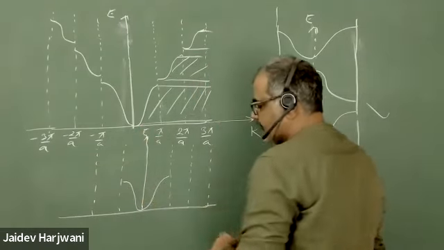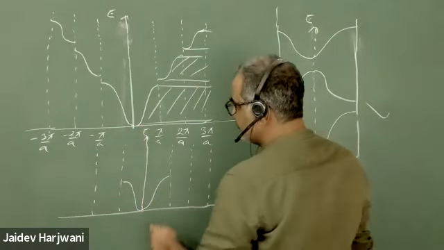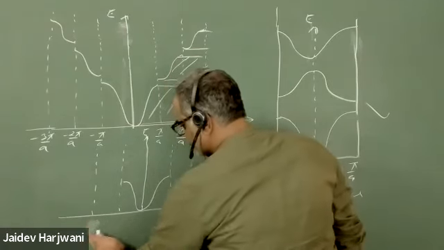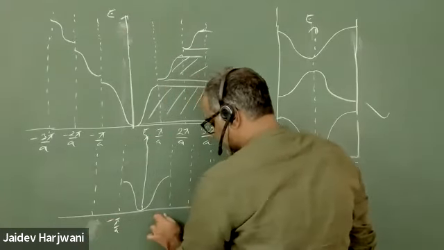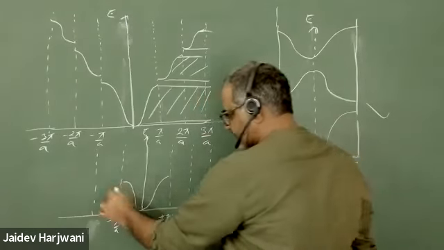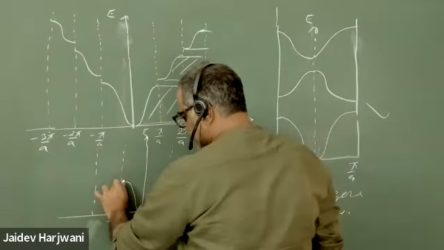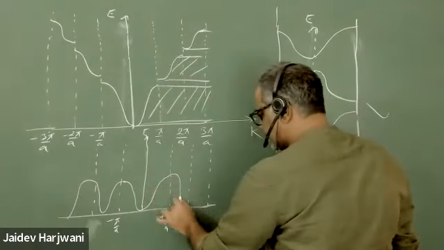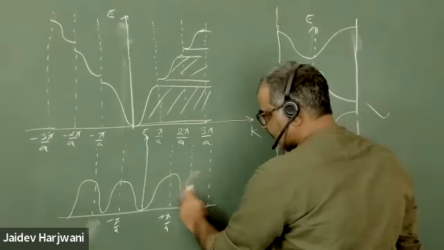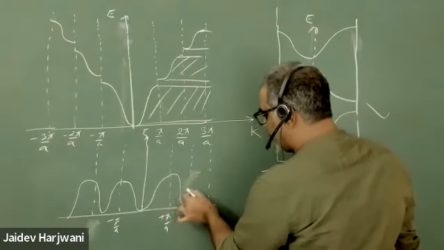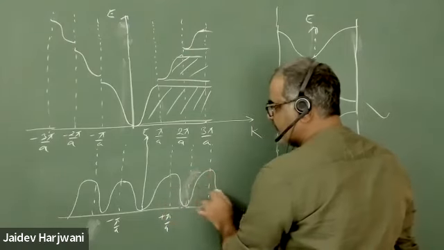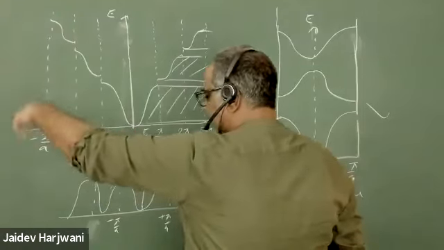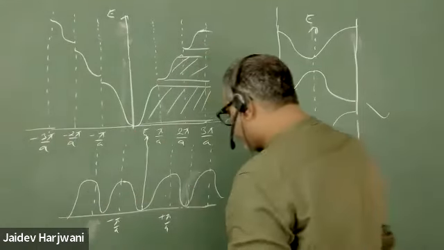So now, because this is the first Brillouin zone, whatever shape you have in the first Brillouin zone, you can just repeat that for other zones also. So this is a graph. Now I can repeat this curve again, so this will go like this, and like this. Similarly, this happens for all the bands. So this is the first band. Similarly, I can repeat this second band again and again. So that is called your periodic zone scheme.